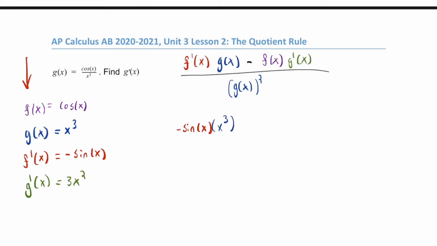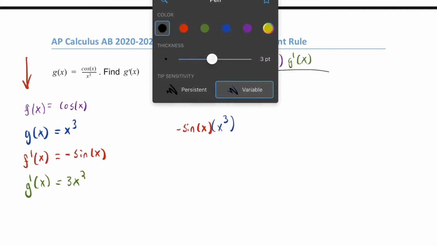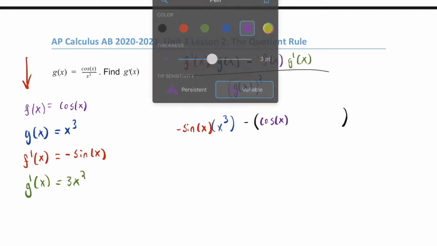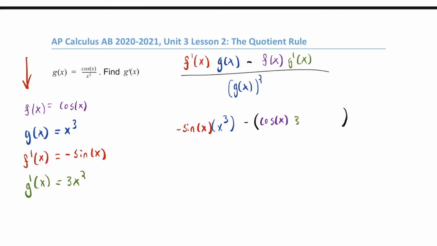I like to put it in parentheses there just to make it super clear. Minus, and it's important to remember this minus sign applies to all of this. So minus the regular cosine of x times 3x squared, all over g of x squared. So x to the third squared, that's x to the sixth power. Really, the only simplification I would do here is I would take an x squared out of everything.